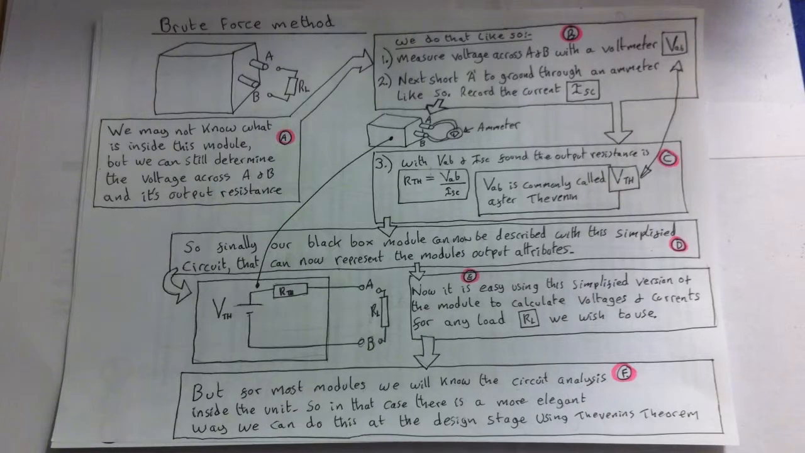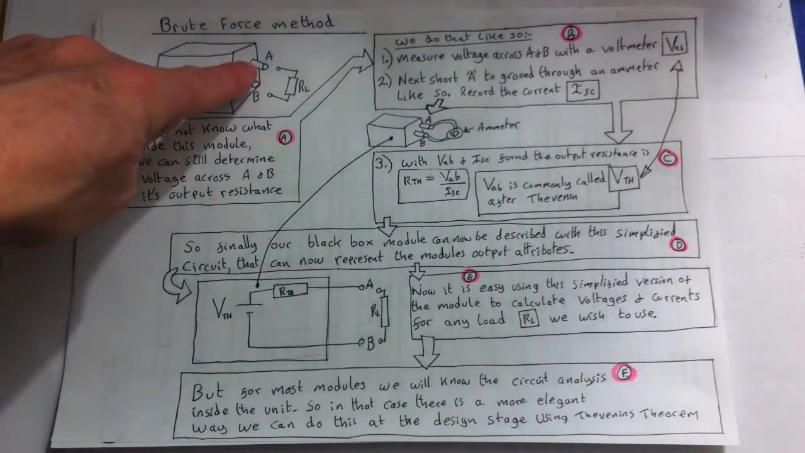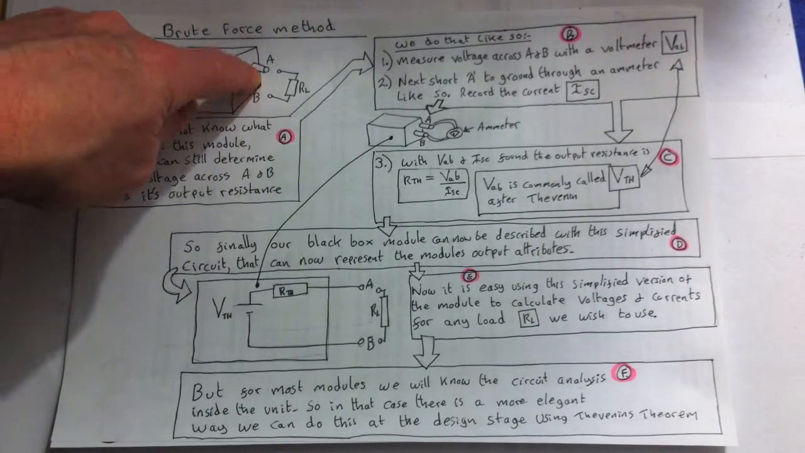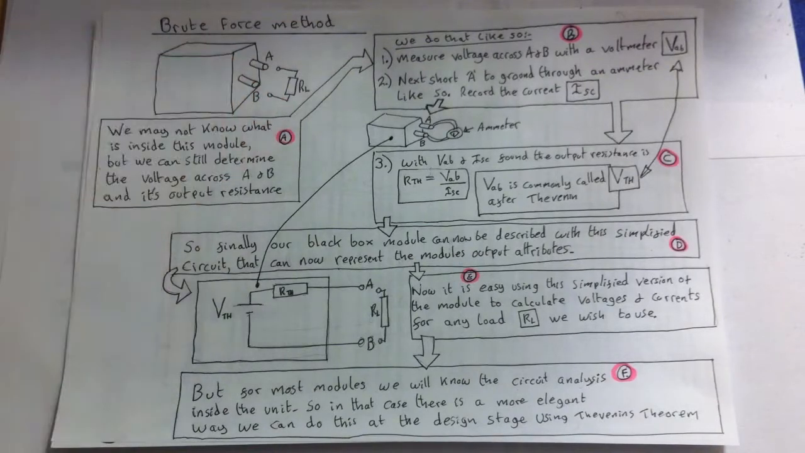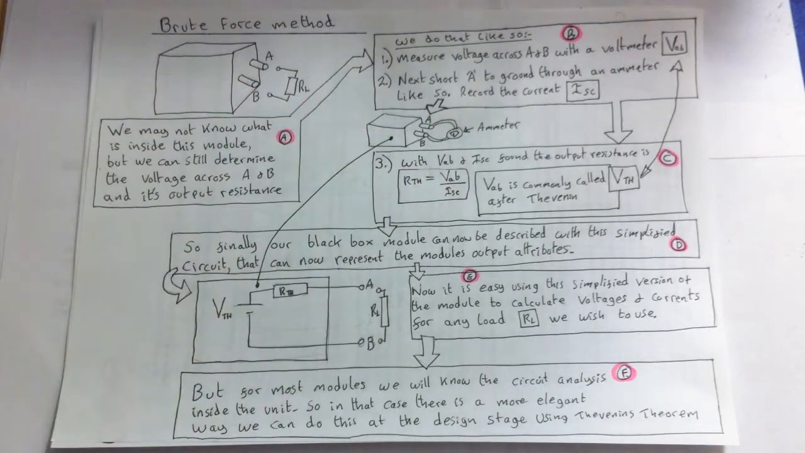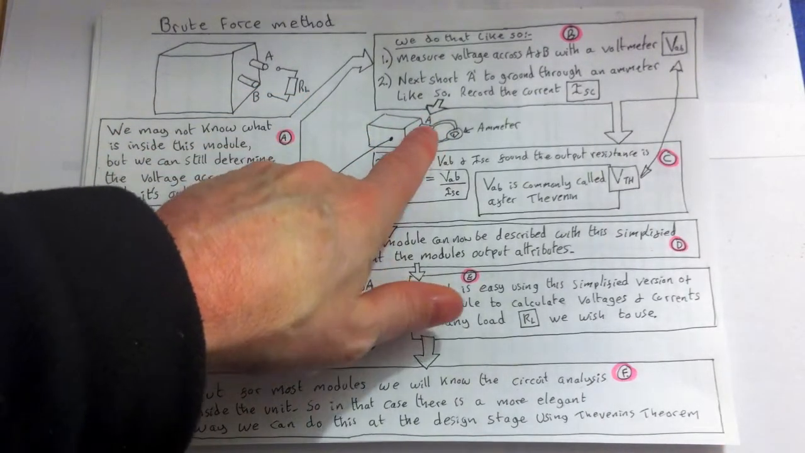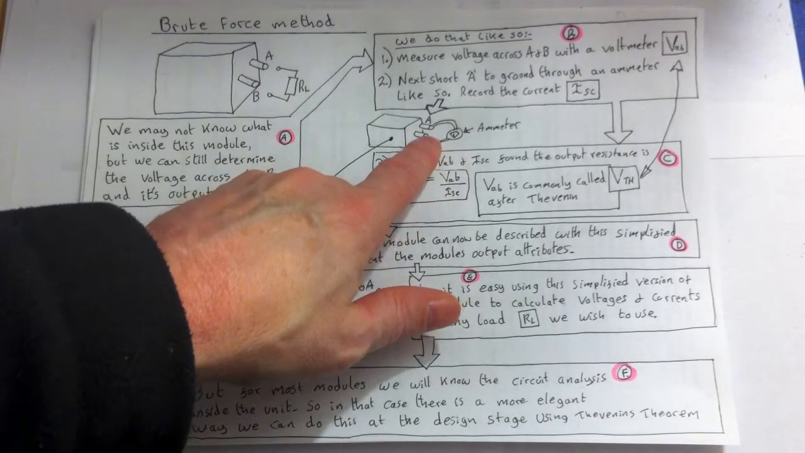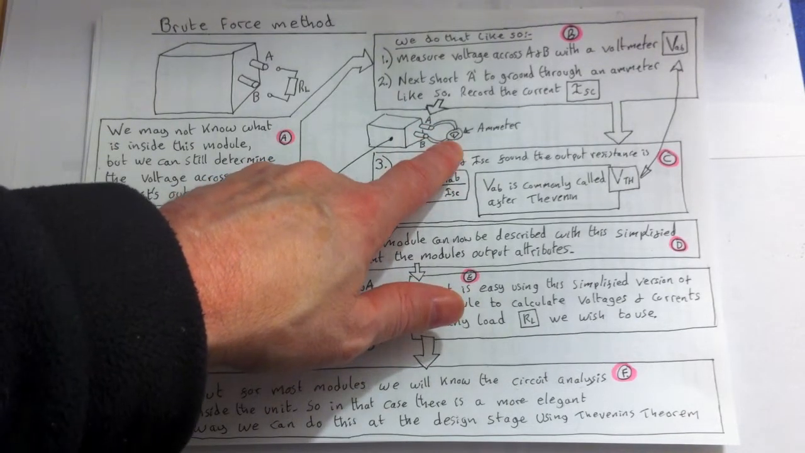We do that like so. First of all, we'll measure the voltage across the ports A, B with a voltmeter. Next, we'll short the port A to ground, so we'll bring that to ground and take it through an ammeter here, like so, and record the current. So here we've connected A right back to B with an ammeter in the middle to record the current.